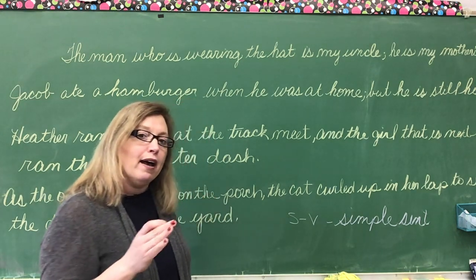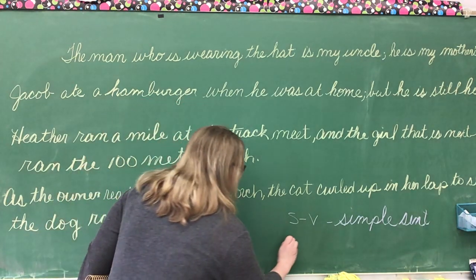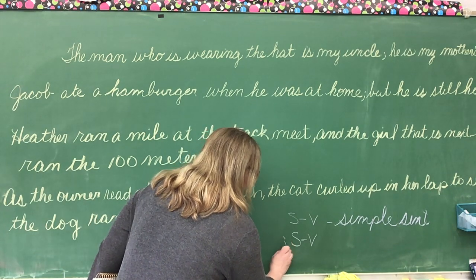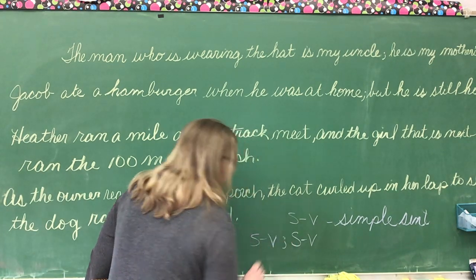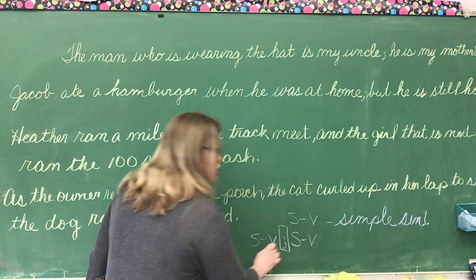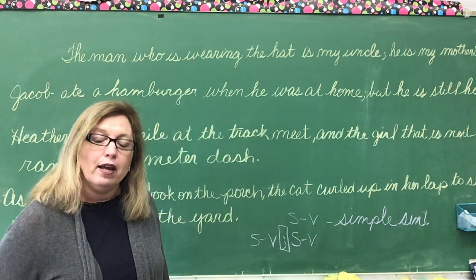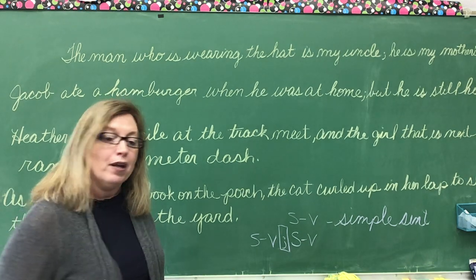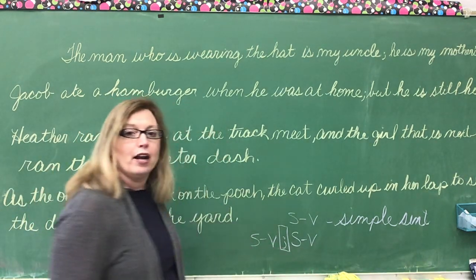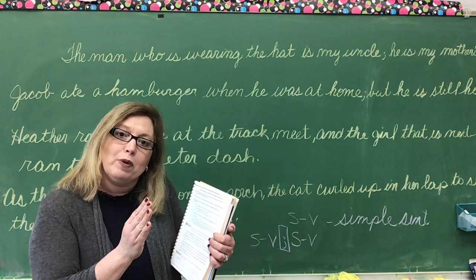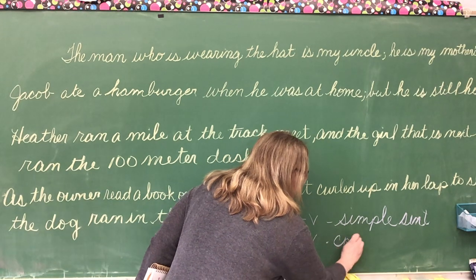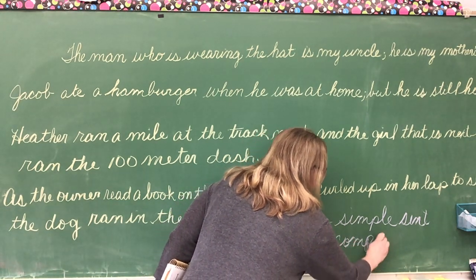Now, what if I say I have a subject and verb and I have another subject and verb. So I have a subject and a verb, then I have a conjunction or a semicolon and another subject and verb. In other words, I have a sentence here and a sentence there. They're pushed together and joined with a conjunction. That's called a what? It's called a compound sentence.